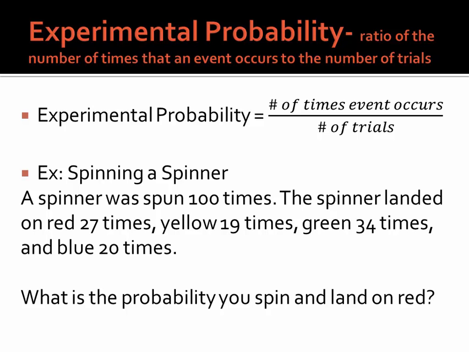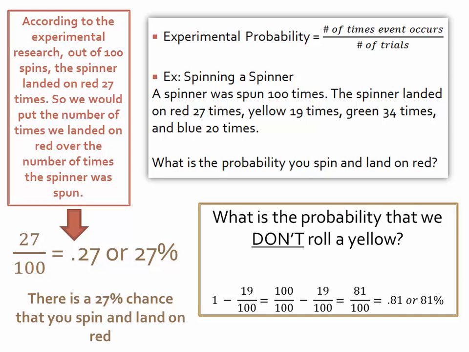Okay? So from this information given, how many times did they land on red? 27. Out of how many times did they spin it? Okay, so what percentage is that? 27%. Okay, so 27 out of 100 is 0.27 or 27%. Now, what if I ask the probability that you don't roll a yellow?